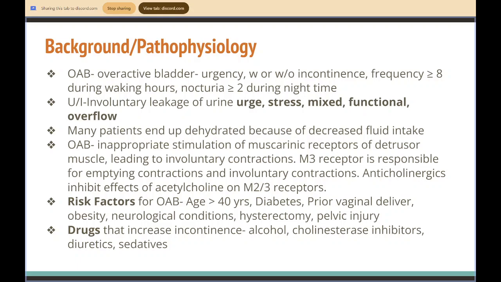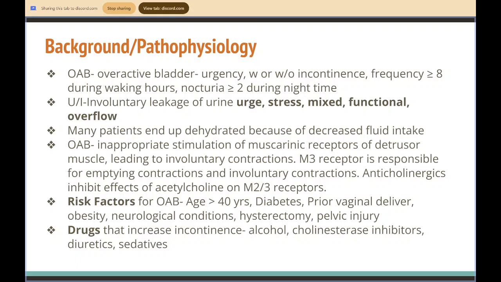Now, a hint for y'all, if you ask someone how many times they've used the bathroom during the day, they probably cannot remember. But if you ask them how many times they had to wake up at night to go, they'll most probably remember. So, nocturia is a better indicator. However, some patients may give you a history of, I feel like I'm going every hour.